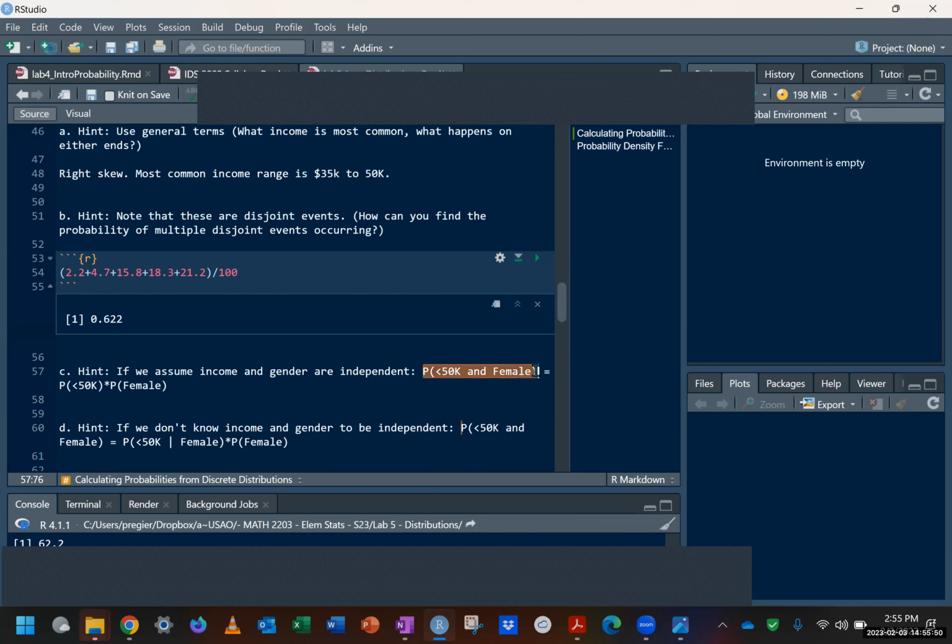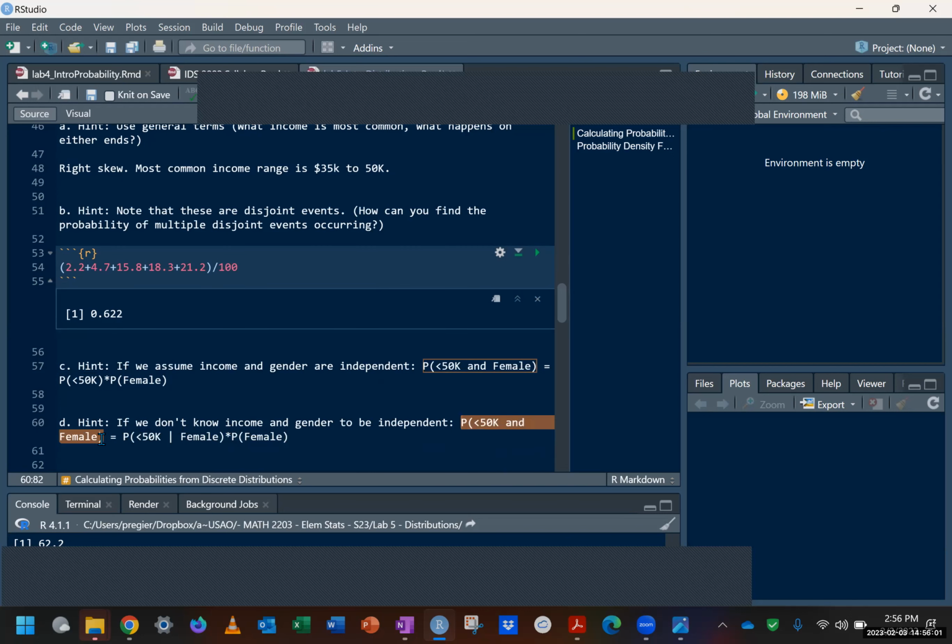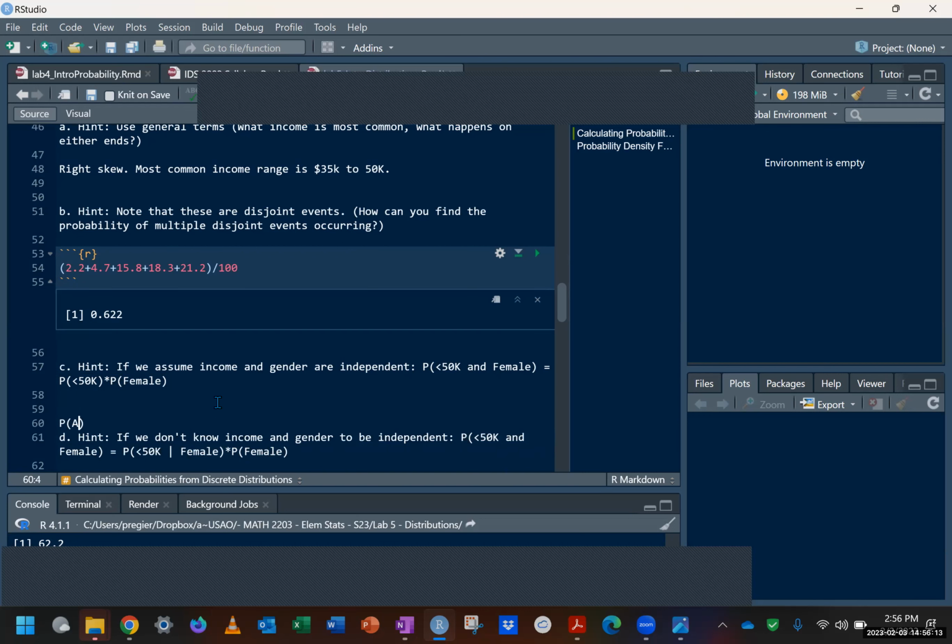Probability that less than 50,000 and female, since they might be related, we would really have to use this formula here. Probability less than 50,000 and female is the conditional probability times the probability of female. Remember this formula: probability of A and B equals probability of A given B times probability of B.